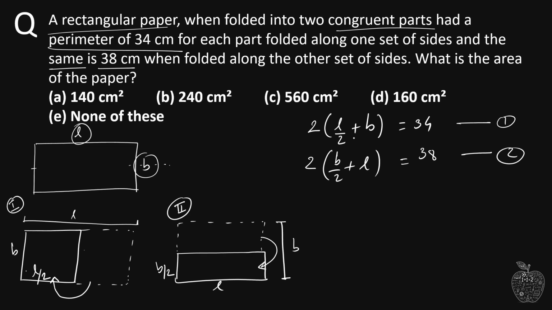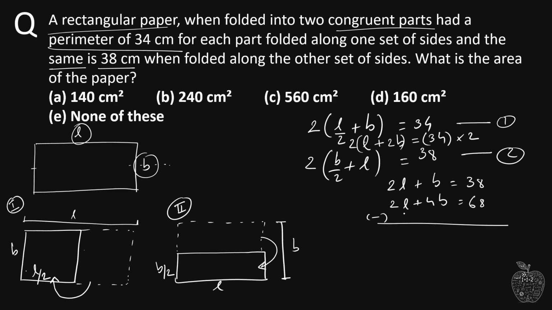So what I'll do is I'll first expand this. I'll just multiply 2 with this. So I get 2 into L by 2 will give me L plus 2B is equal to 34, and here I'll get 2L plus B is equal to 38. Now I'll multiply this first equation by 2 and write it over here. So 2 into L, 2L, 2 into 2B, 4B is equal to 34 into 2 will give me 68. And now I'll subtract this equation from the second one.